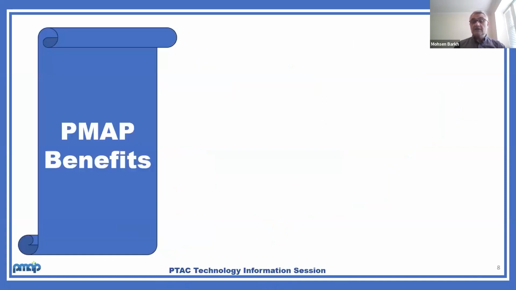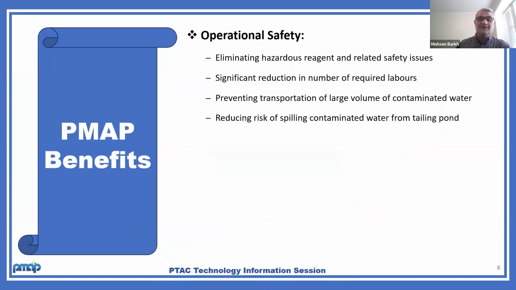The process that we are using has a few benefits. Basically, we can eliminate the hazardous reagents in the system and all related safety issues. We significantly reduce the number of the required labor because we are using the AI system for distribution. We prevent transportation of the large volume of the contaminated water from the pond to a secondary place, which is the treatment facility. And also we reduce the spill of the contaminated water from the pond since we treat all the water inside the pond. And if a spill happens, basically there won't be any contamination associated with the water.